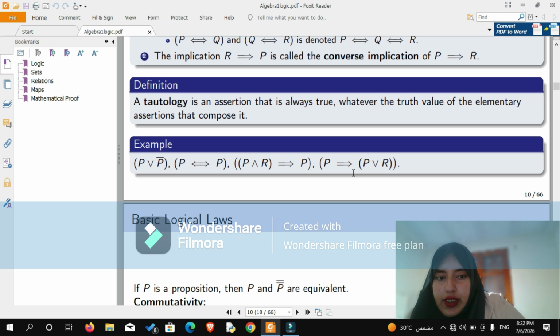Tautology: it is an assertion or a proposition that is always true whatever the truth value of the elements that compose it. So P or P bar is always true. If we take the truth table of this statement, we find that it always takes the value true.